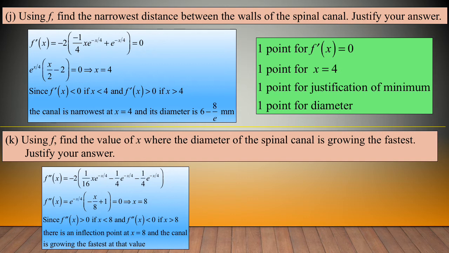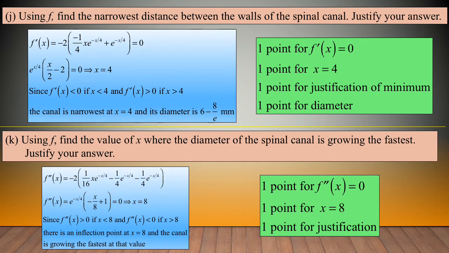So f double prime of x is -2 quantity 1/16 x e to the negative x over 4 minus 1/4 e to the negative x over 4 minus 1/4 e to the negative x over 4. We can factor out an e to the negative x over 4 times the quantity negative x over 8 plus 1, set that equal to 0 and x is equal to 8. Since the second derivative is positive if x is less than 8, and negative if x is greater than 8, there's an inflection point at x is equal to 8, and therefore the canal is growing the fastest at that value.